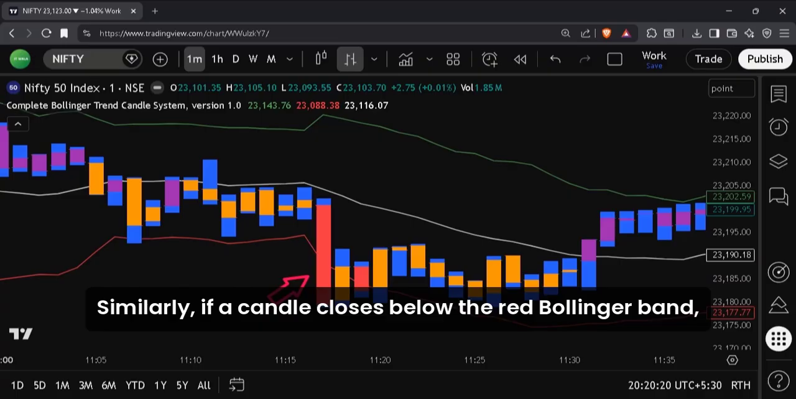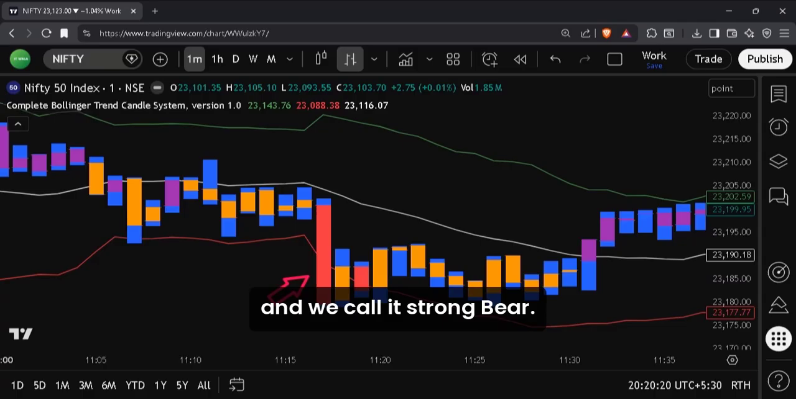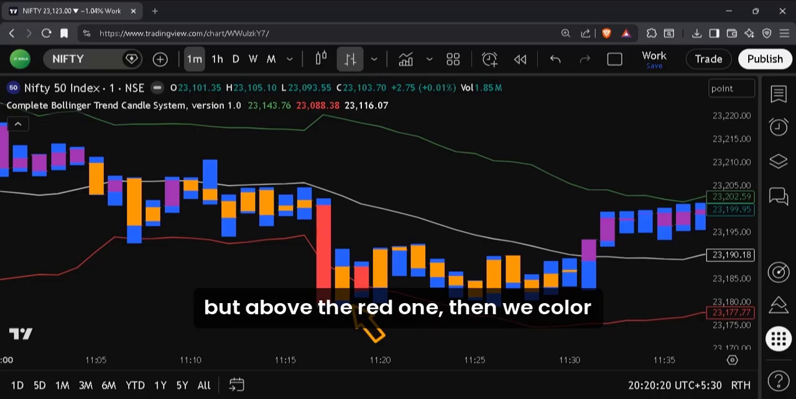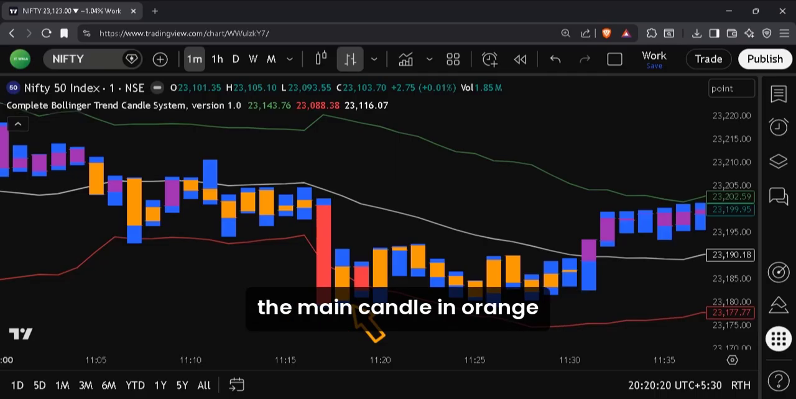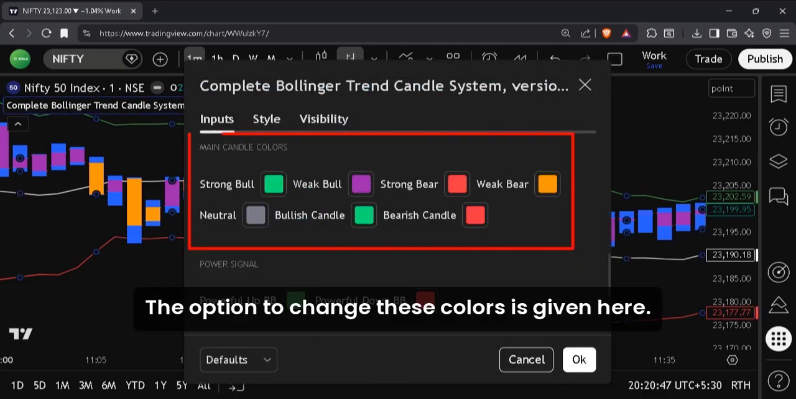Similarly, if a candle closes below the red Bollinger Band, then we color the main candle in red. And we call it strong bear. And if a candle closes below the white Bollinger Band, but above the red one, then we color the main candle in orange. And we call it weak bear. It is bearish, but weak bearish. The option to change these colors is given here.